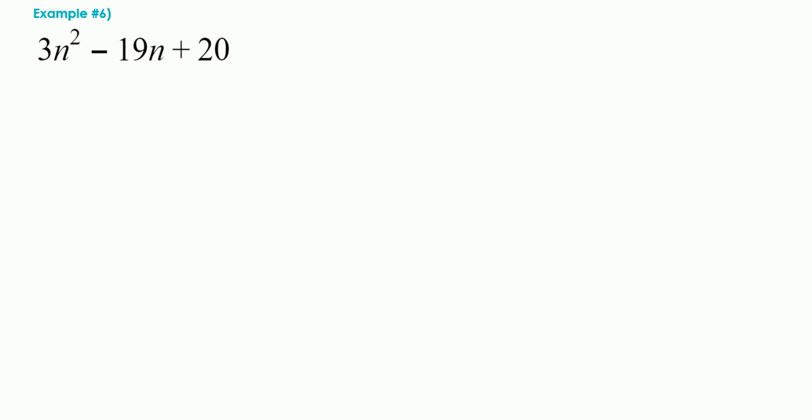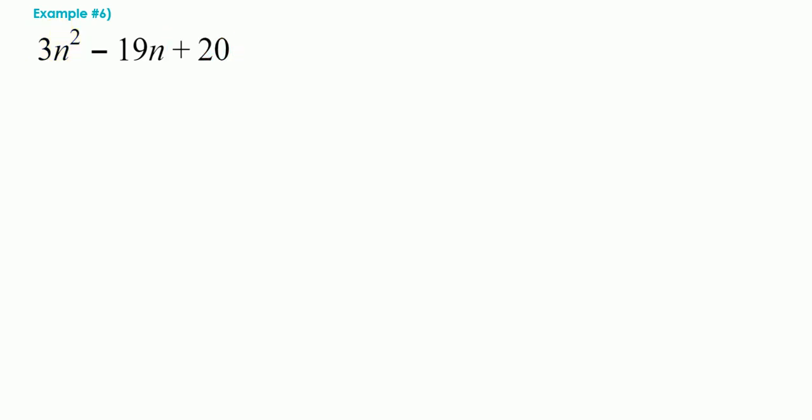All right, here's our next example, example number 6. We have the quadratic trinomial 3n squared minus 19n plus 20. So the first thing I'm going to do is make sure that my quadratic trinomial is in standard form, so that means my squared term needs to be at the front, which in our case it is. It's 3n squared, and that constant number is either added or subtracted onto the end. In our case, we have the constant positive 20.